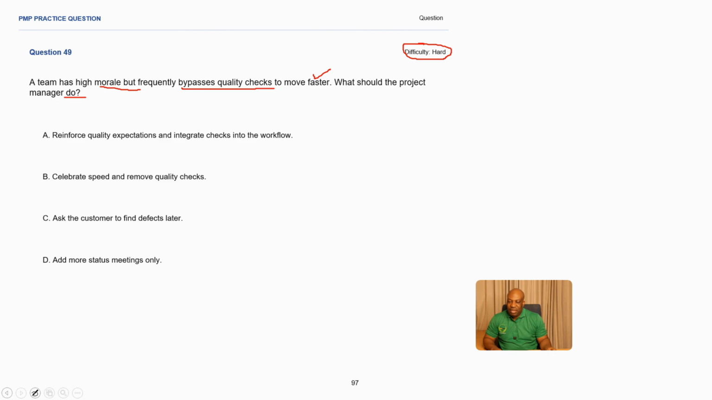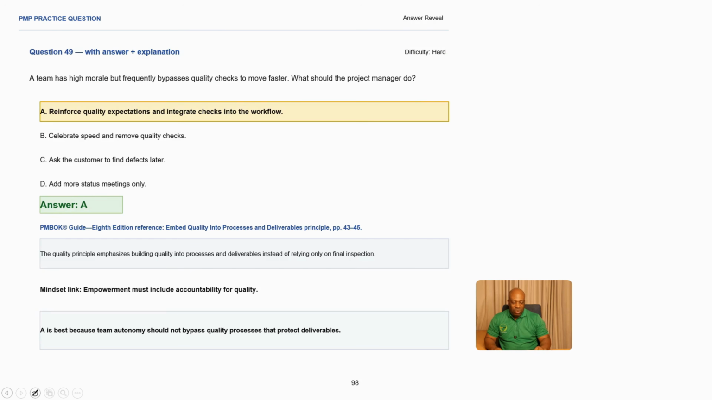A, reinforce quality expectations and integrate checks into the flow. You can leave this one. Quality must be done throughout the project. B, celebrate speed and remove quality checks. There's no need to produce something of poor quality. No one is going to accept it, so we eliminate this one straight away. C, ask the customer to find defects later. You don't postpone defects. It might be costlier to resolve some of these defects in future than today, making this one incorrect. D, add more status meetings only. This does not help the problem. We want something that is going to resolve the problem, making A the best answer in this scenario.